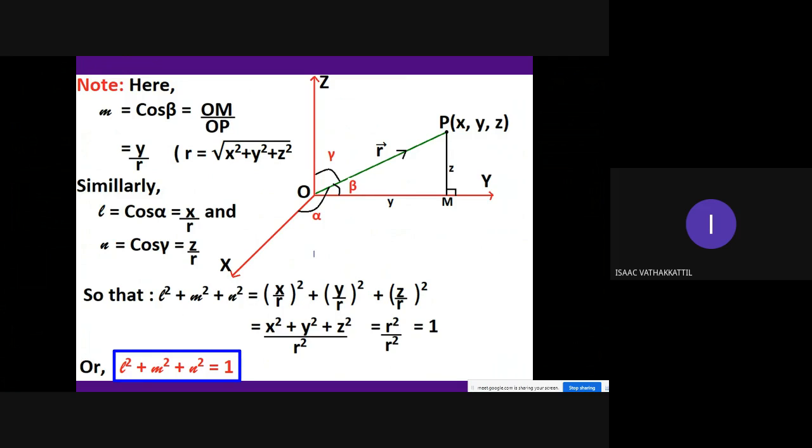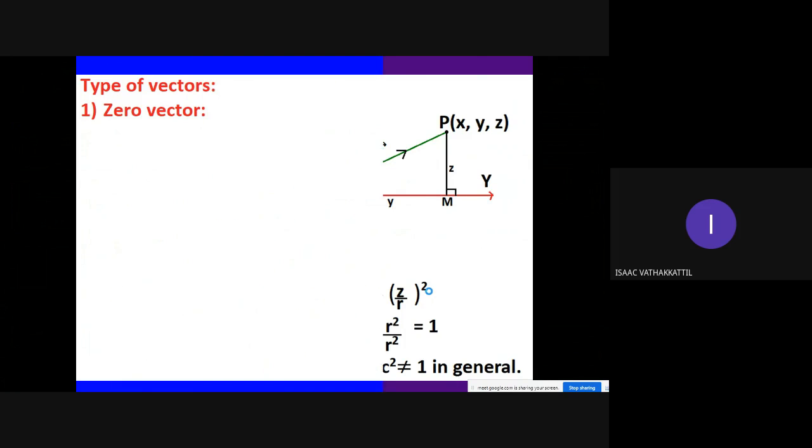Point to remember: if L, M, N are the direction cosines of any vector, then L squared plus M squared plus N squared will always be 1. But not generally for the direction ratios. A squared plus B squared plus C squared need not be equal to 1 in general.